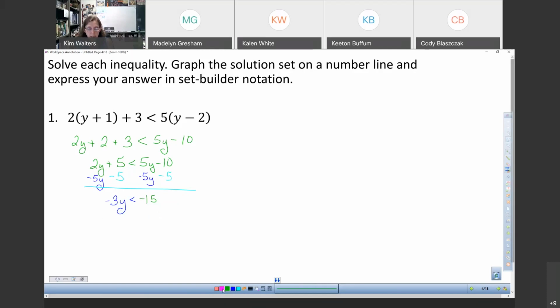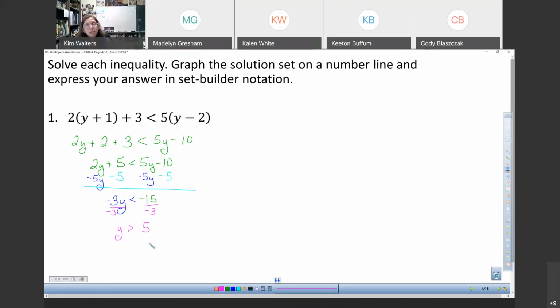And this is when I'm going to turn my inequality around. So I divide both sides by negative. On this right-hand side, I'm going to get a positive 5. The left-hand side, I get a positive y. And now, rather than being less than, it's going to be greater than. So here is my solution. This is my inequality notation.